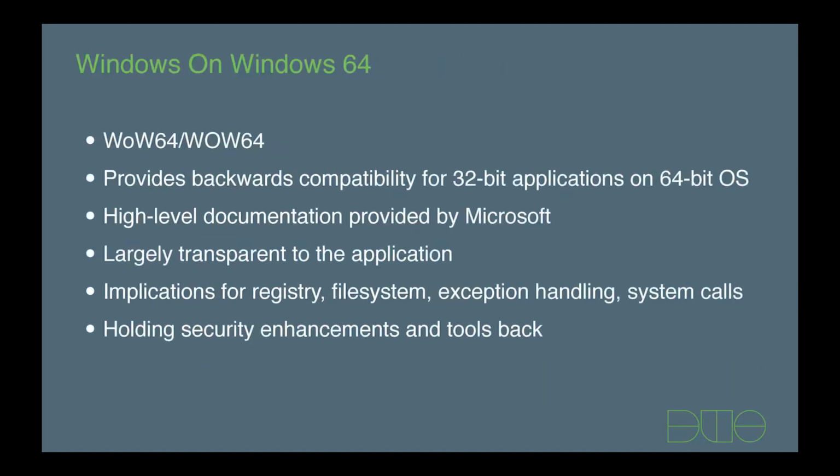So WOW64, Windows on Windows, is the subsystem Windows uses to execute 32-bit software on a 64-bit operating system. This is what keeps all of your 32-bit things running. It's largely transparent to the applications that are executing in that environment. However, you can programmatically determine whether or not you're running inside of it. It does have implications to how the registry behaves, how file system I/O works, exception handling, and how system calls are dispatched, which is probably the most important thing for this presentation. And it is absolutely holding back system security overall.